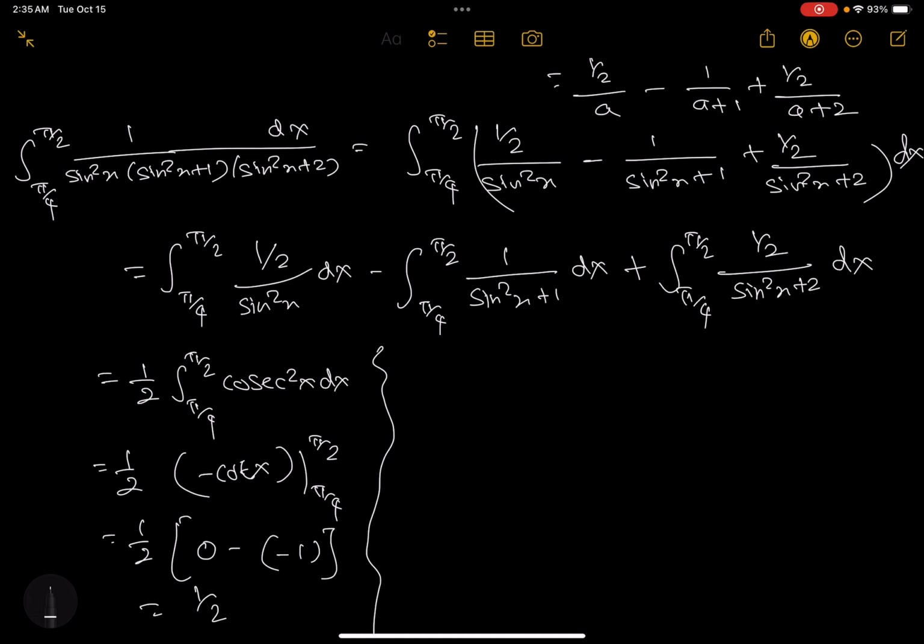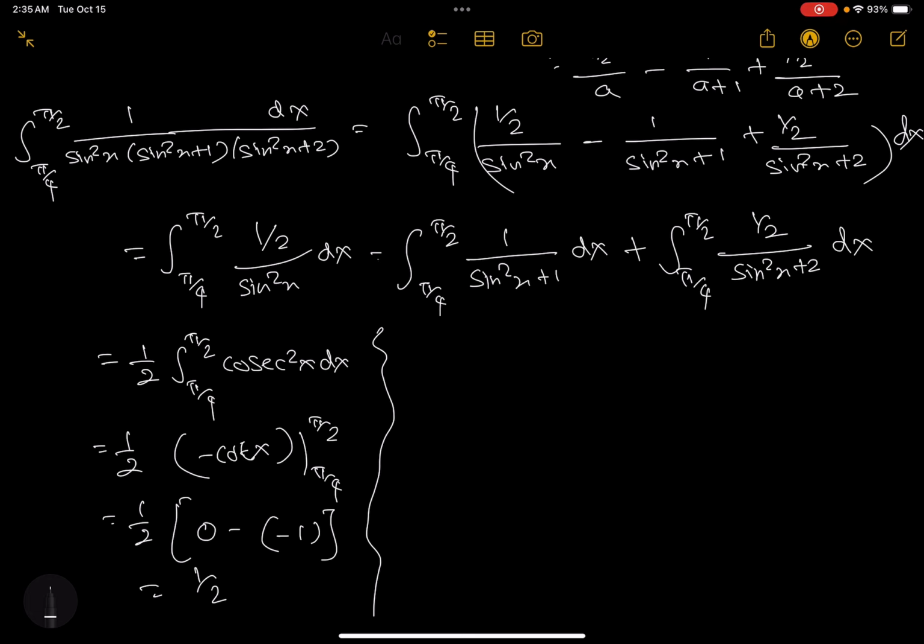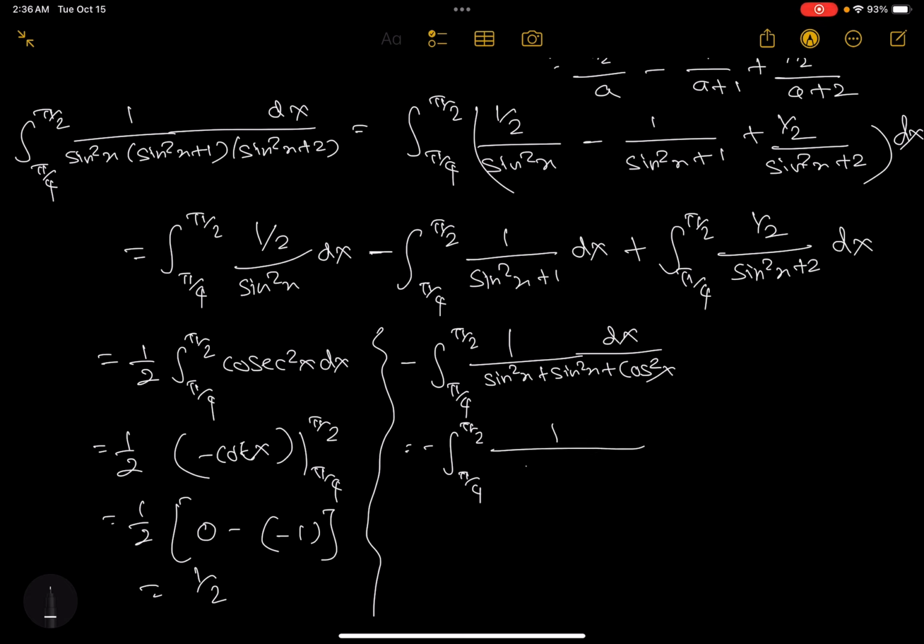Good. Now for the next one, also notice that there's a minus sign, please don't forget that. But first of all, let's just do the integral. Let's do it with the minus sign so that it will be easier later on. Now how we can solve this is change 1 as sine square x plus cos square x. Now this will be 1 by this dx, 2 sine square x plus cos square x, right?